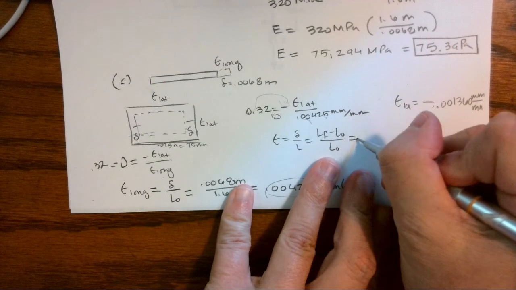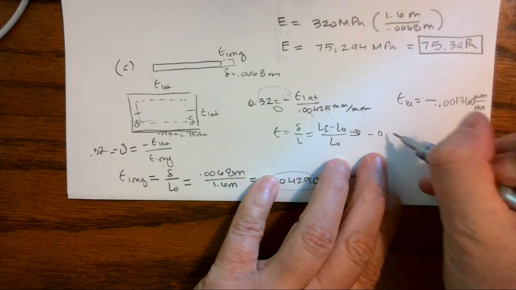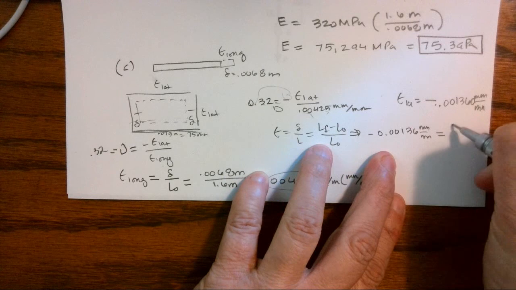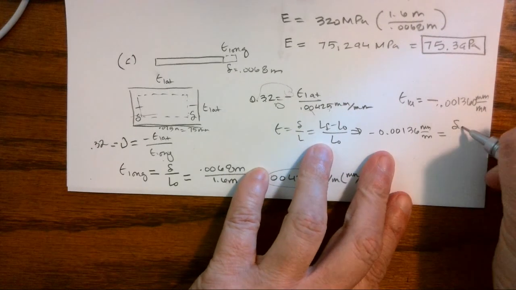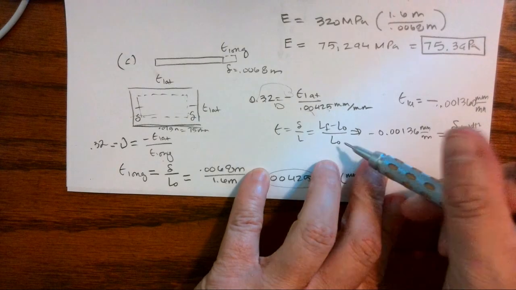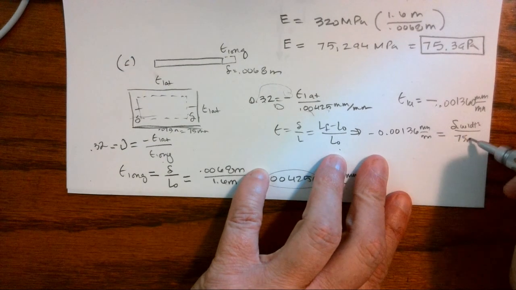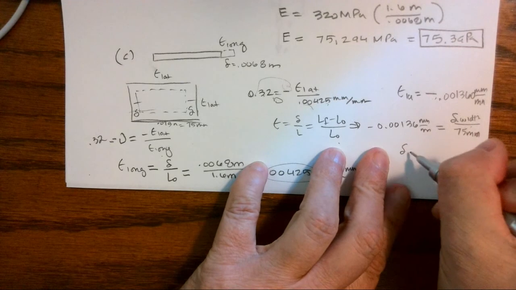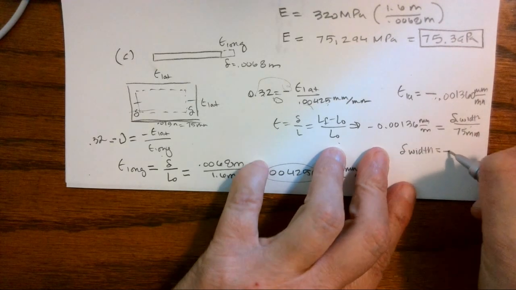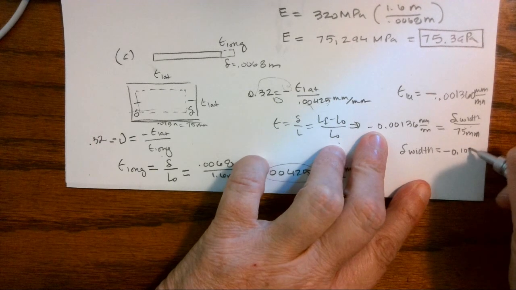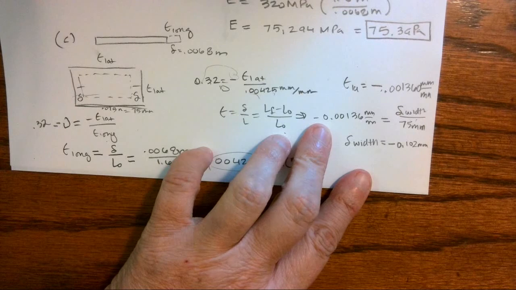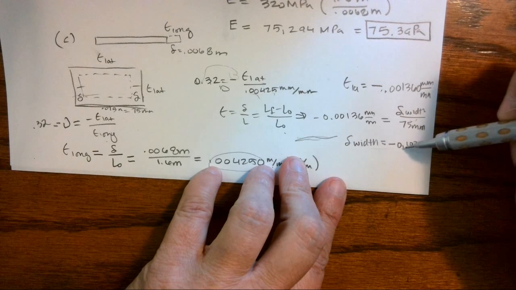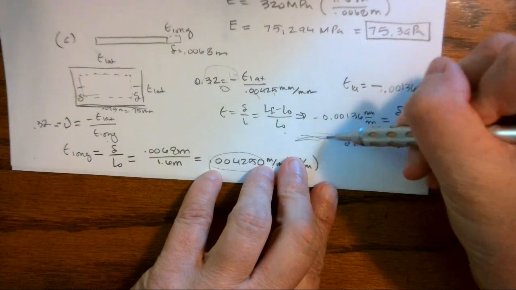So we have strain, negative 0.00136 millimeters per millimeter equals our change in our width divided by our original 75 millimeters. Okay, so if I cross multiply, I'm going to have that change in my width is negative 0.102 millimeters. So that's telling me it went from 75 millimeters, okay? It got smaller by 0.102 millimeters, so just a little bit smaller, okay?